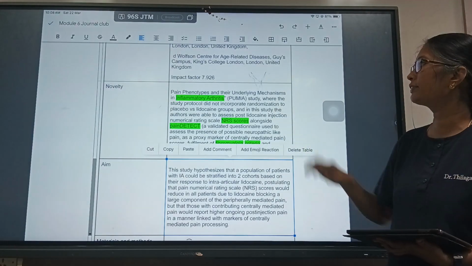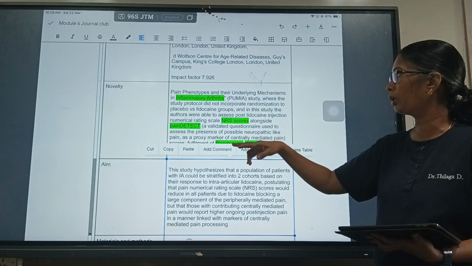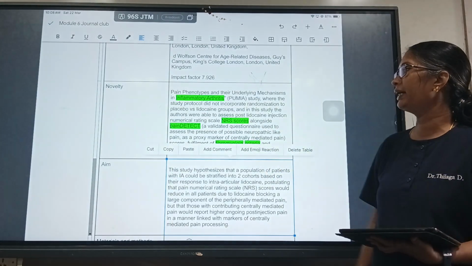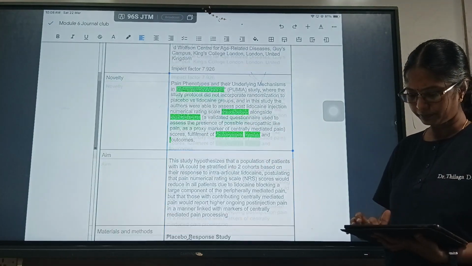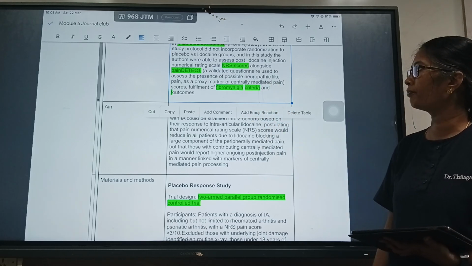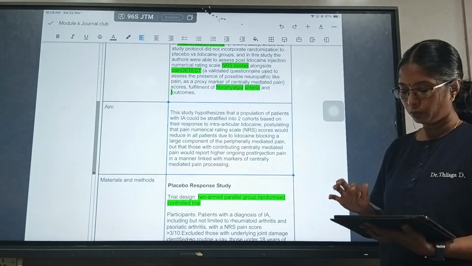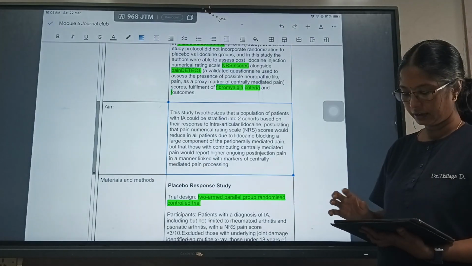In this study, the authors were able to assess the post-lidocaine injection numerical rating score (NRS), along with the PainDETECT scores. They took patients who fulfilled fibromyalgia criteria, including the WPI and the symptom severity score index.